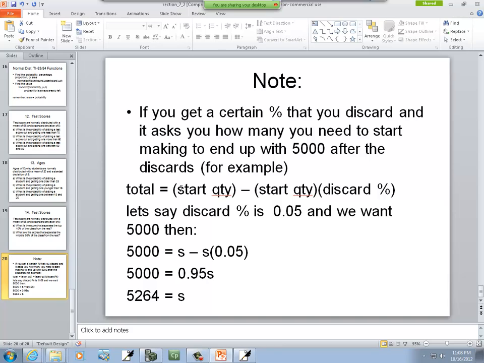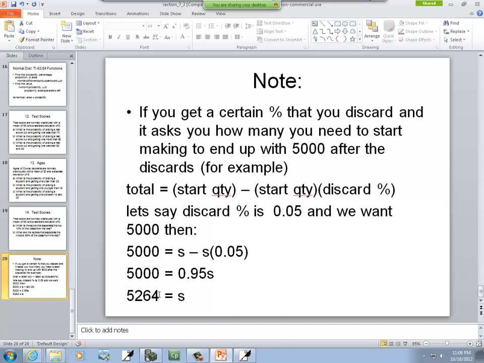Now our formula is the total is equal to the start quantity minus start quantity times discard percent. And let's say discard percent is 5%, and we want 5,000. So put 5,000 in for total. I put S for the variable for start quantity, minus S times our discard percent, which is 5%. Now this is combining like terms. There's an invisible 1 in front of this S, so you have 1 minus 0.05, which is 0.95S. And then you divide both sides by 0.95, and you get 5,264.